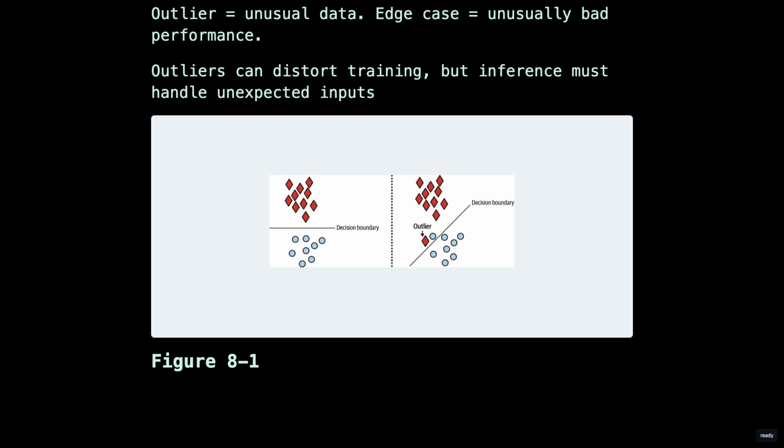That comparison makes the training problem concrete. A single outlier can shift the boundary far enough to hurt accuracy on ordinary cases. It is a reminder that robustness during learning and robustness during serving are related, but not identical.